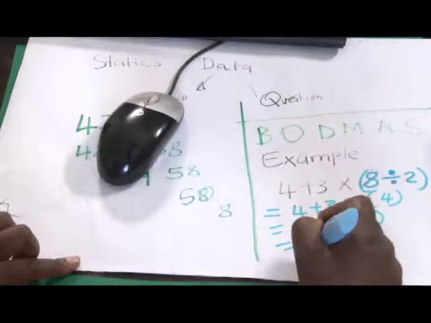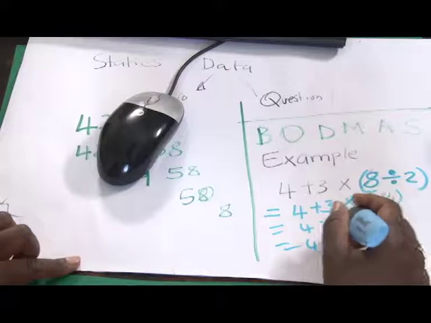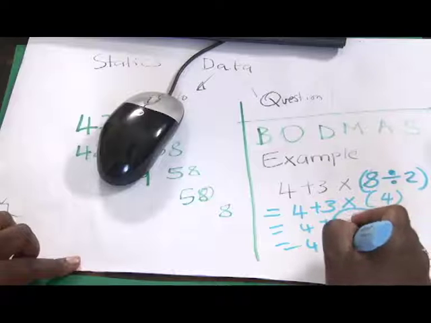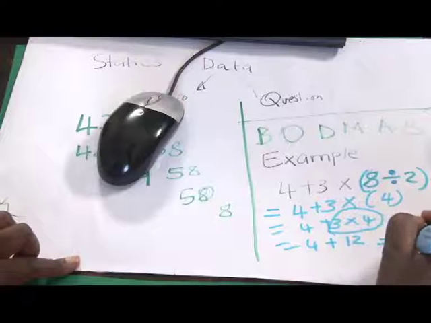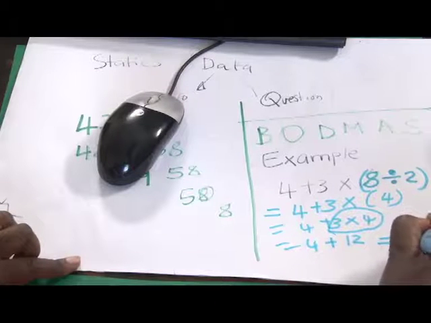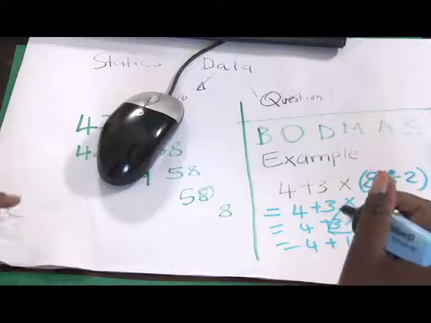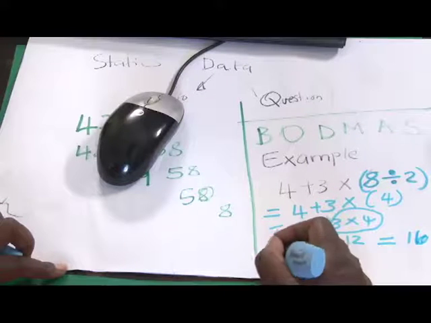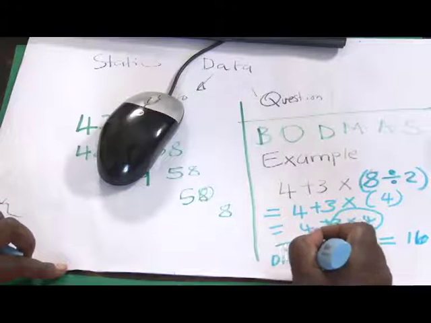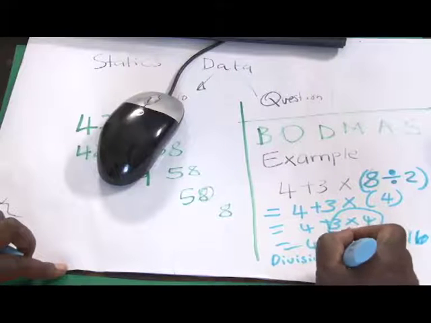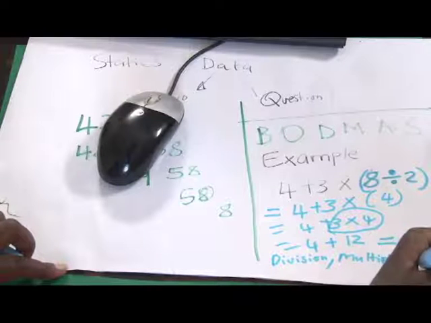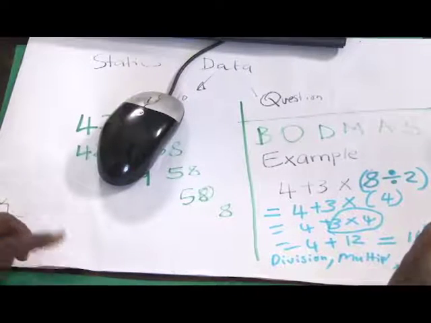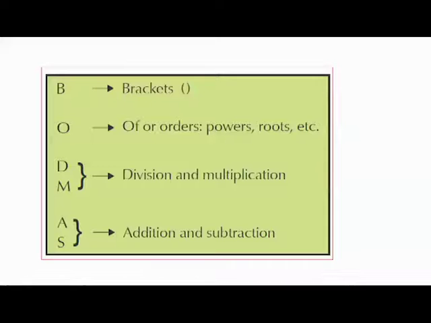So this will be equal to 4 plus 3 times 4 is 12. Then our answer, the last one will be addition. Then our answer will be 16. So this is how the operation works. First, the division. Then multiplication is what you tackle. Then addition. And lastly, subtraction. That is if you have all the operations together. But in this order, then you won't go wrong.